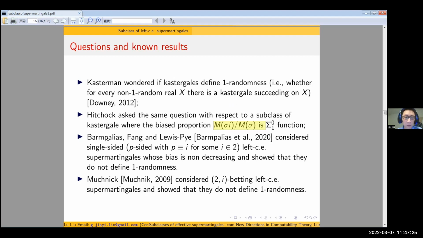And before that, we know that for single-sided supermartingales, in the paper of Bienvenu, Fang, and Lewis, they showed that single-sided supermartingales, if satisfying certain constraints, will not define one randomness. And Muchnik showed that 2i-betting left-c.e. supermartingales do not define one randomness.